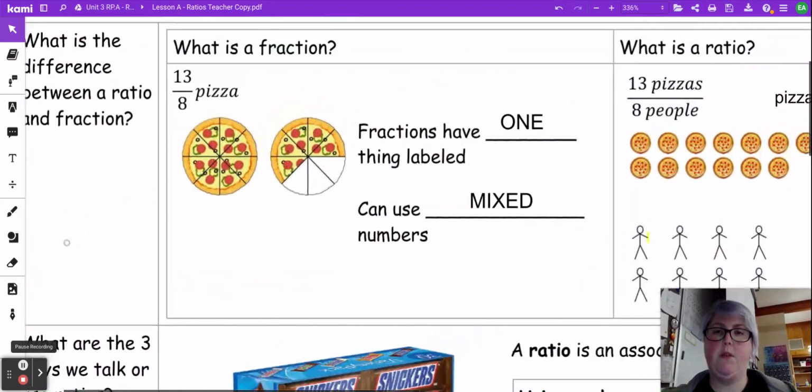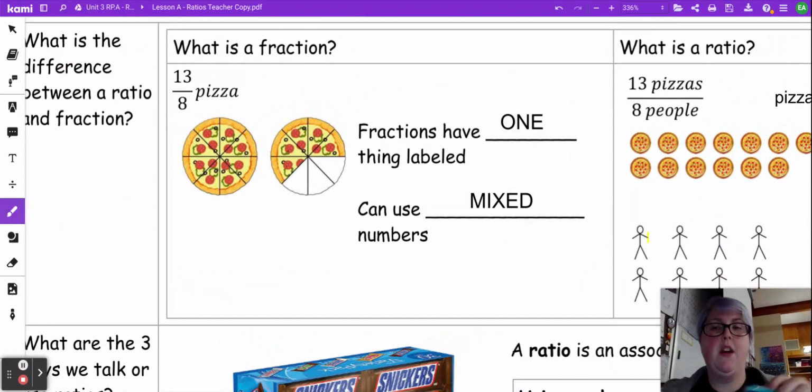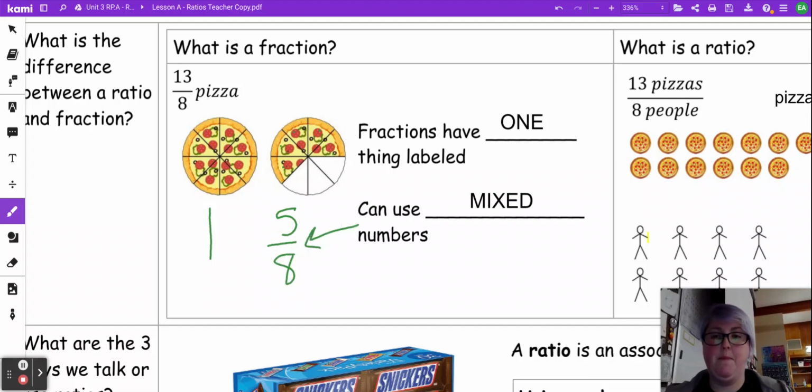Today, we're going to go over ratios, but before we do, we are going to review fractions because we just finished all of that. So for example, if we look at this pizza, we have 13/8 pizzas. Well, we know we can turn that into a mixed number. We have one whole pizza, 1, 2, 3, 4, 5 out of the eighths. This is our mixed number. The fraction has one label. There is one whole pizza and 5/8 of a pizza.